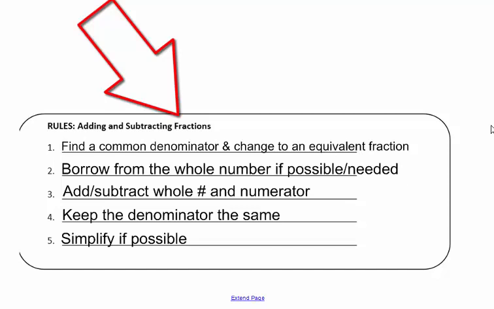the same. Number two, we borrow from the whole number if possible or needed. So if it's a mixed number and the fraction isn't big enough to subtract from, then we borrow from the whole number if there is one. Number three, we add or subtract the whole numbers and the numerators, whatever the sign says to do. Number four, keep the denominator the same. Remember, the denominators don't change in fractions when you're adding or subtracting. And we simplify if possible.